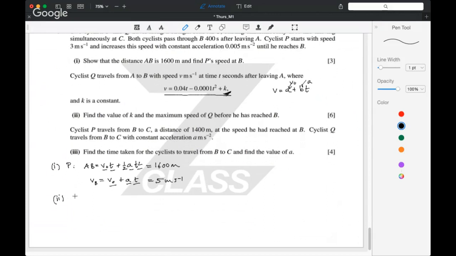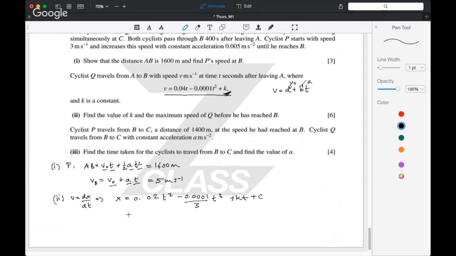So v is just equal to dx/dt, right? So therefore, if we integrate both sides of this, we get that x is equal to 0.02 t squared minus 0.0001 over 3 t cubed plus kt plus c. At first, this looks like bad news. I mean, we've got another constant coming in here that we have to find.